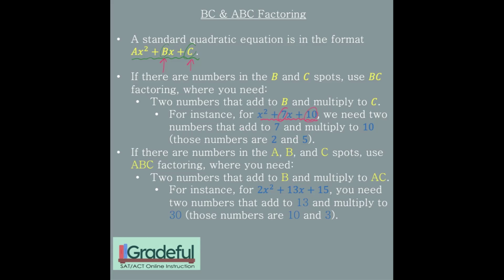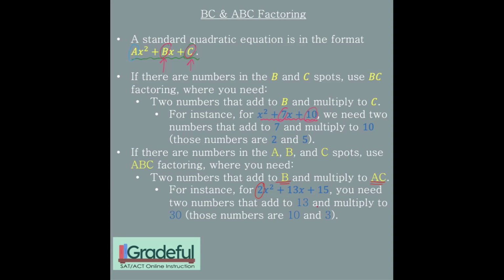If, on the other hand, instead of just having numbers in the b and c spots, you also have a number in the a location, then that's ABC factoring, where you need two numbers that add to b and multiply to AC. For instance, if you had 2x squared plus 13x plus 15, because you have a number in the a spot in addition to the b and c spots, then you need this other method where you need two numbers that add to 13 and multiply to 30, which is, by the way, 2 times 15. That's AC.